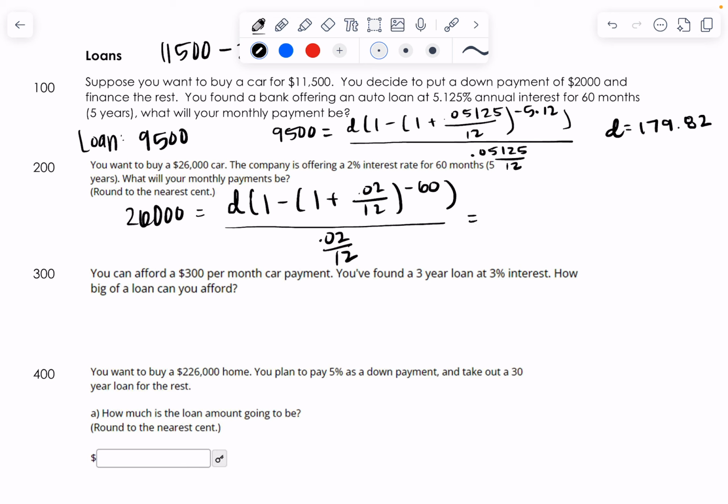So you do, let me erase that equal sign. When you do 26,000, you would do 26,000 over 1 minus 1 plus 0.02 over 12 to the negative 60 over 0.02 divided by 12. So that would be $455.72. Okay, so that's finding the monthly payment.